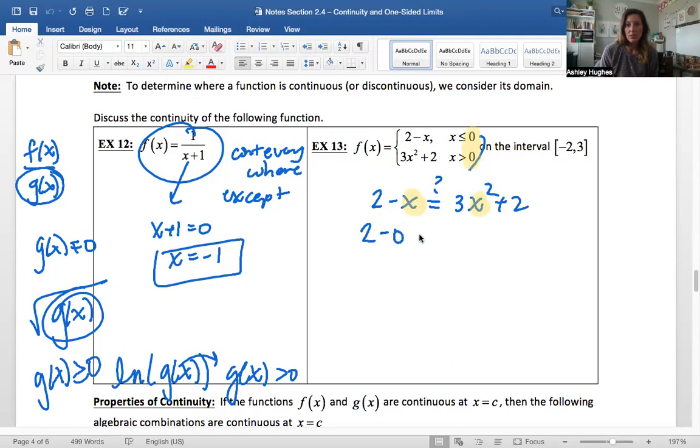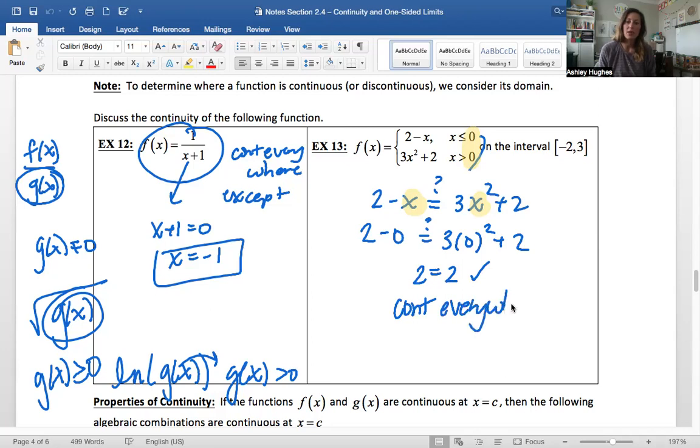So does that equal? I have 2 equals 2, so check. So this is continuous everywhere, because these functions are both polynomials. Polynomials are continuous everywhere. So the only place where it maybe wasn't continuous was where it handed off from the top to the bottom function, and it matches up. So even though it's a weird shape, even though I have a line and then a parabola, it's still going to be okay because they're matching at 2.